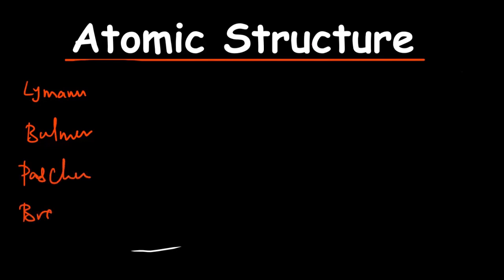So the first one is what we call the Lyman series, and then we have the Balmer series, and then we have the Paschen, and then we have the Brackett. And then the last one is what we call the Pfund series. So I said these series tell us what? The final energy level that an electron will move to.